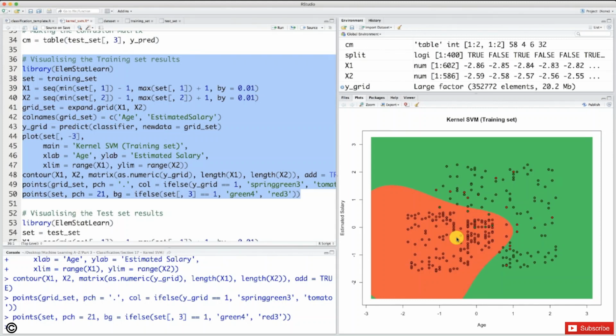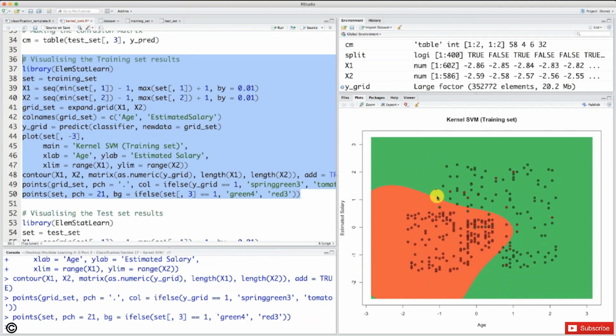Okay, so for those of you who are seeing this for the first time, I'll just quickly remind you what it is. The points here are the true observations, the true results. So the red points are the users who didn't buy the SUV in reality, and the green points are the users who bought the SUV. And then the regions that we see here are the prediction regions. So the red region is the region where our model predicts that the user doesn't buy the SUV, and the green region is the one where our model predicts that the user buys the SUV.